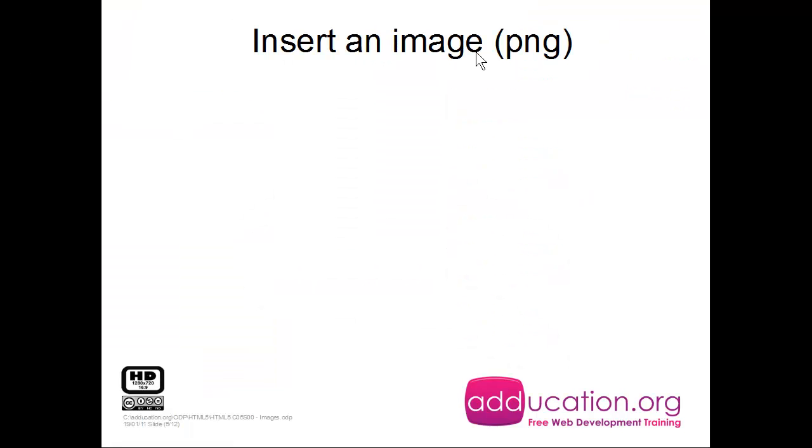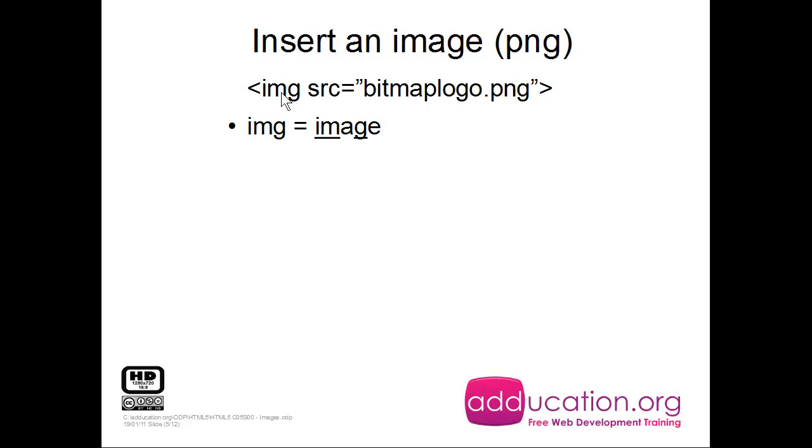Now we're going to insert an image, a PNG image. This is the tag for it. img src equals double quotes, and here comes the image you want to include. Close double quotes, and then at the end a greater than sign. That's all of it. There's no closing tag at all. The IMG stands for image. The SRC stands for source.